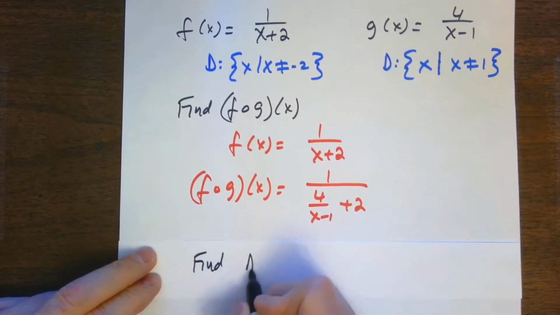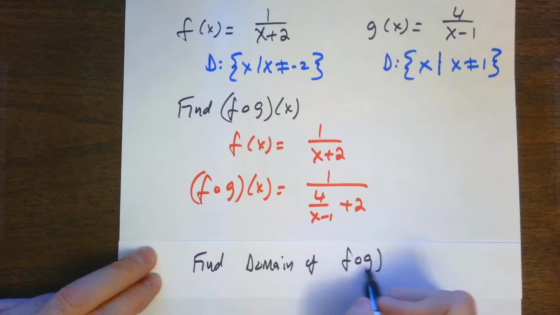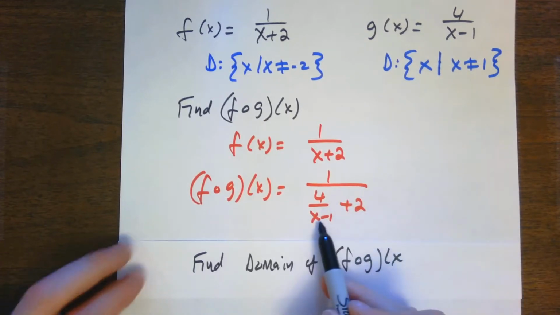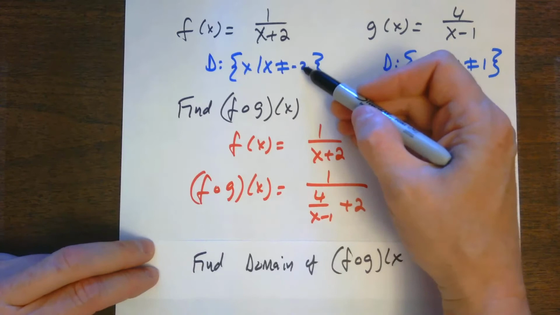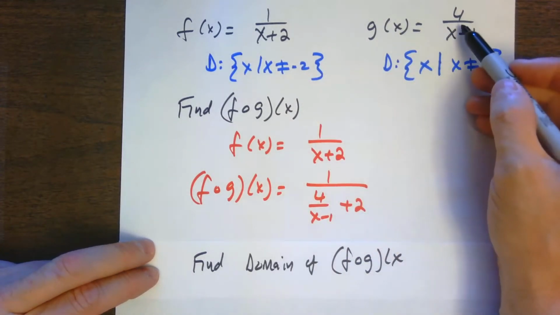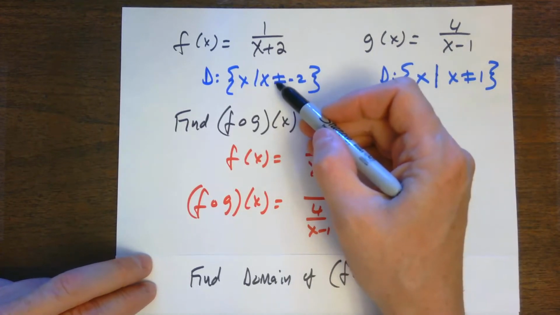Find the new domain of f of g of x. And I might look here and think, well, it seems like 1 is the only value I'm not allowed to have here. But really, this tells me I can't have negative 2. So the original function g of x is not allowed to equal negative 2.